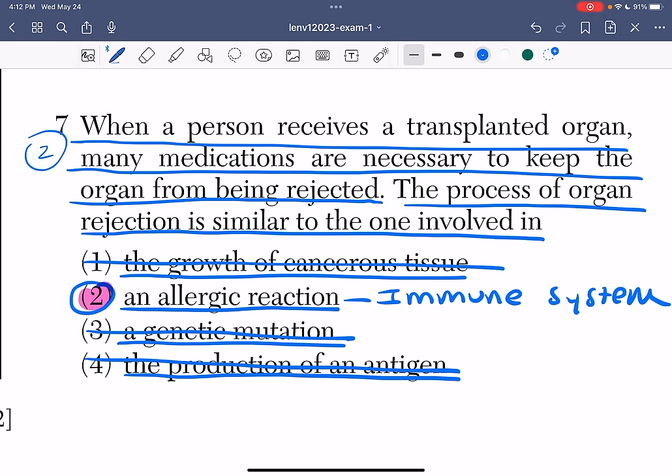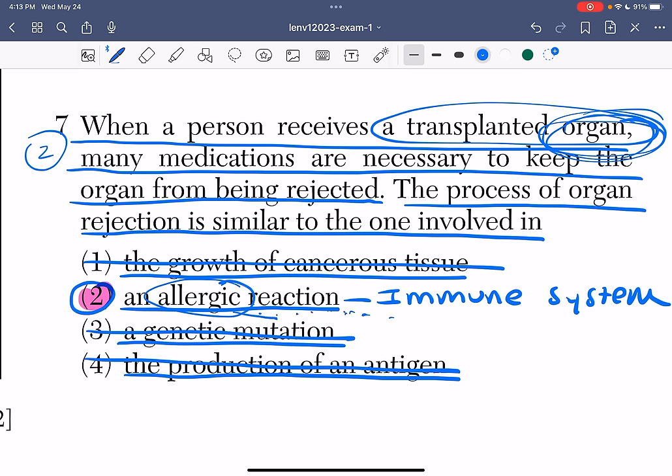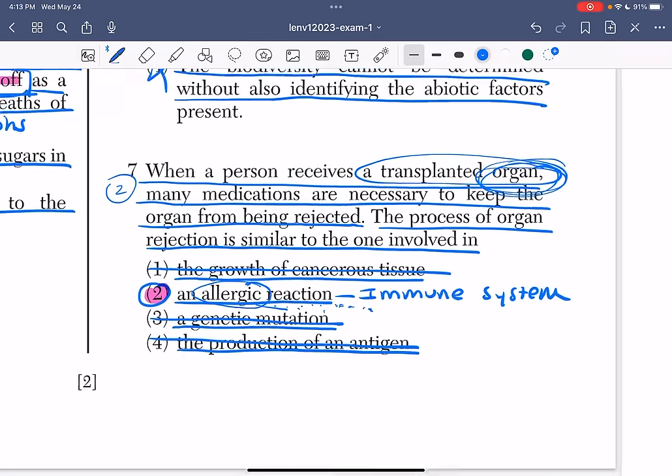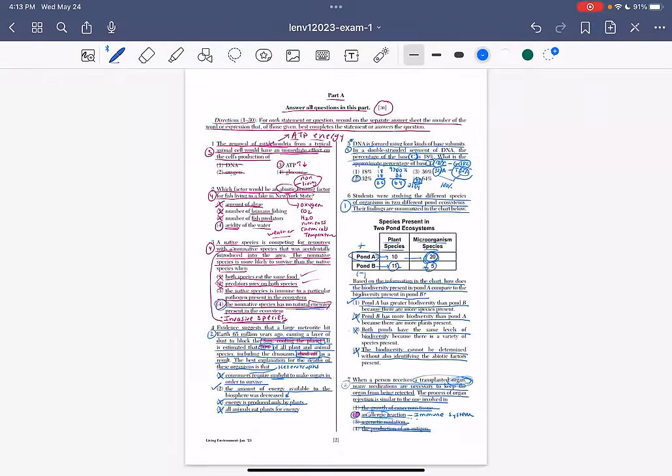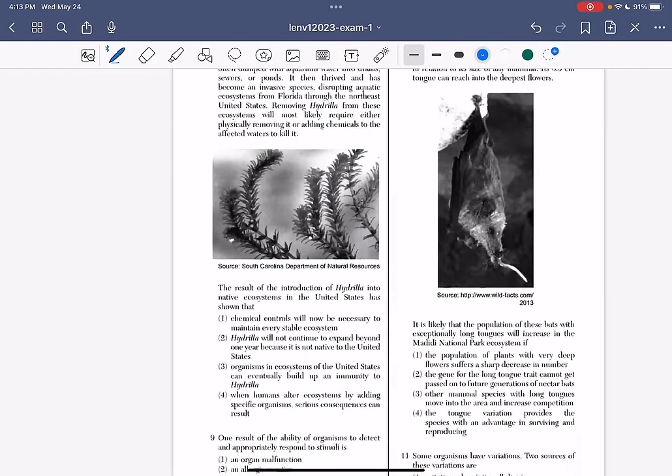Your immune system is going to either accept or reject a transplanted organ. It's either going to say this organ is a foreign object or this organ is a part of us. An allergic reaction is reacting to a foreign object in the body, whether it's pollen, or dust, or dander from a cat. And your body is going to react towards it. Okay? So the best answer for number 7 is choice number 2. All right. We're doing great here.